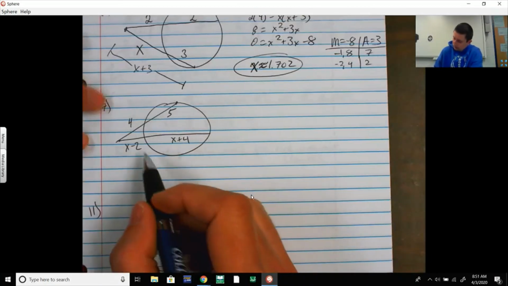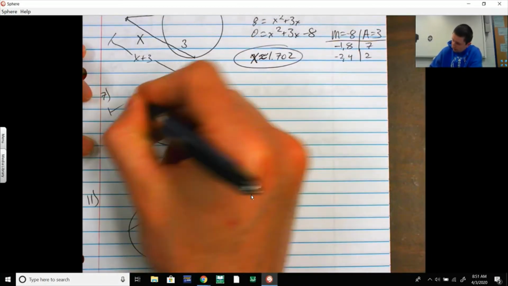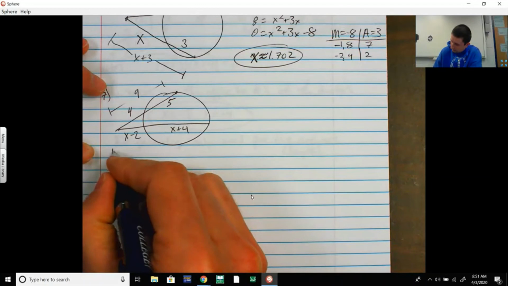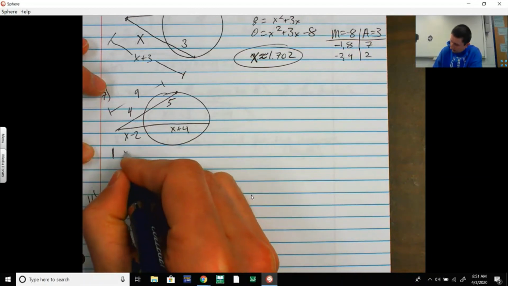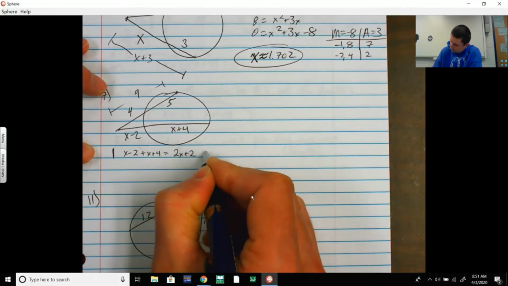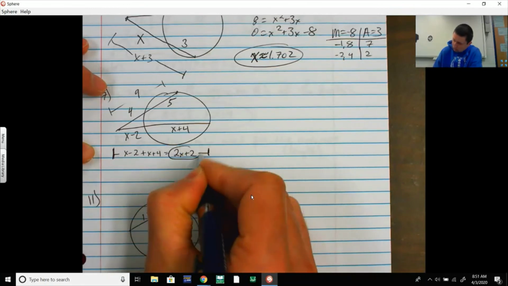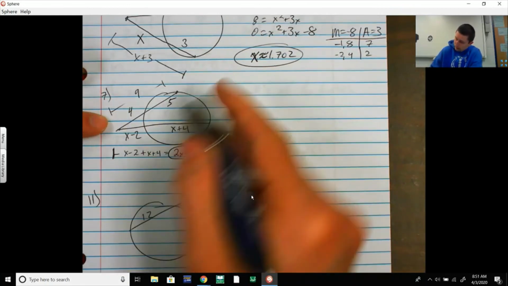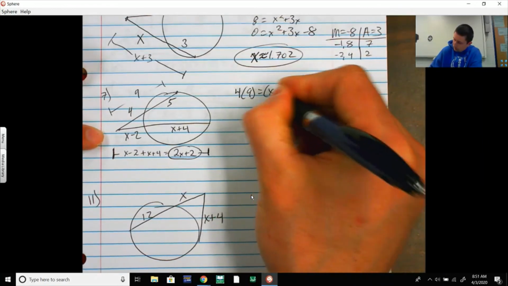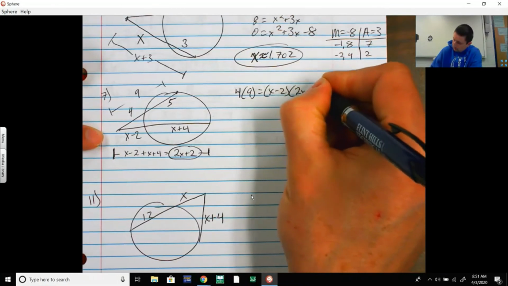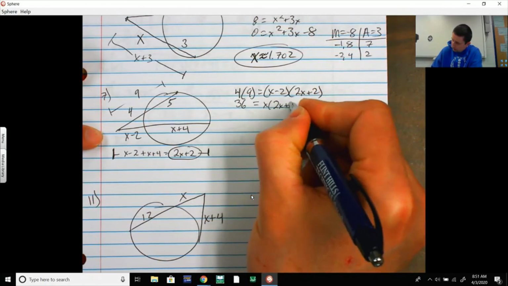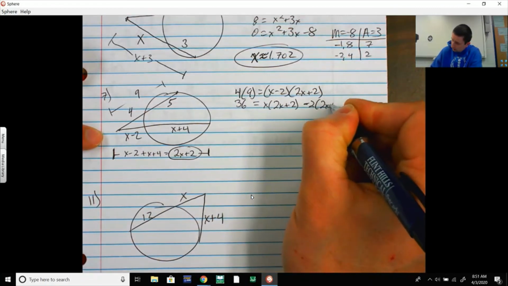Okay, 2 more examples. Total length, need that, so that would be 9. Here, for the total length, you have to take x minus 2 and add x plus 4. That gives you 2x plus 2. So from end to end, it is 2x plus 2. So we're going to take the external times the total equals the external times the total. So 36 equals x times 2x plus 2 minus 2 times 2x plus 2.